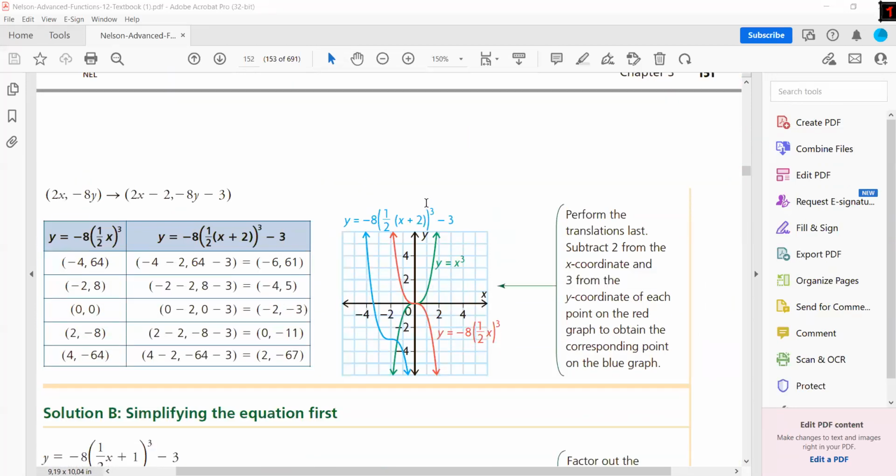Moving on, after stretching horizontally and vertically, now we can perform the translations at last. Because after defining the new shape of our function, we can translate this shape by the required number of units. And it's very simple, only by looking at the d and c coefficients. So performing the last translations, subtract 2 from the x-coordinate and 3 from the y-coordinate of each point on the red graph to obtain the corresponding points on the blue graph.